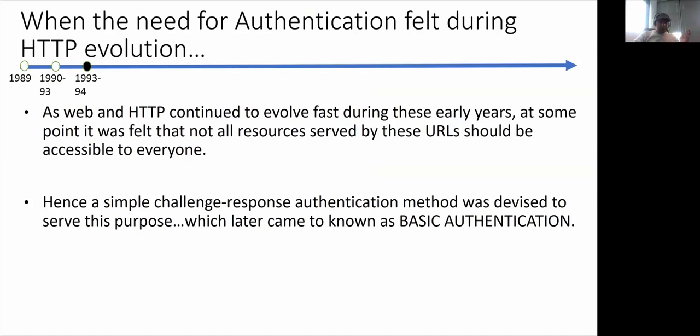HTTP evolved in 1989, and subsequently, in 1990, 1993, it further evolved. Around the time of 93, 94, I think some experimentations were done because a need was felt that some of the resources being served by HTTP needed to be protected also. I mean, not everything should be accessible by everyone, and some kind of challenge response mechanism had to be devised so that only those who are authorized can see or download those resources. This particular thing later came to be known as basic authentication.